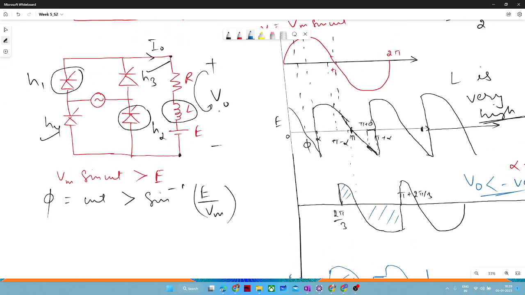Whenever either of the thyristors are off, let's suppose all the thyristors are off, that is the case from pi plus gamma to pi plus alpha, right? Then what will you see here as V naught? You will see only E, right? And E polarity is like this, so V naught is equal to E. Am I right? Yes, sir.